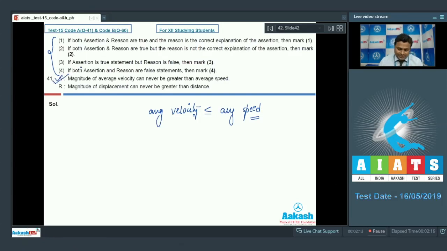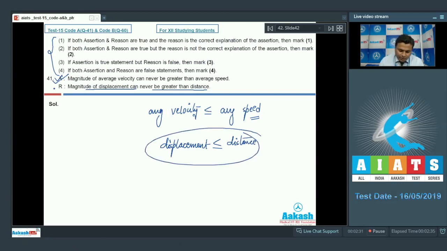Now let's talk about the reason. Magnitude of displacement can never be greater than distance. It is also true. We know very well that displacement is either less than or equal to that of distance. So reason is also true, and both are interlinked with each other. Assertion true, reason true, explanation is also correct, so therefore we will go with option number 1 only.